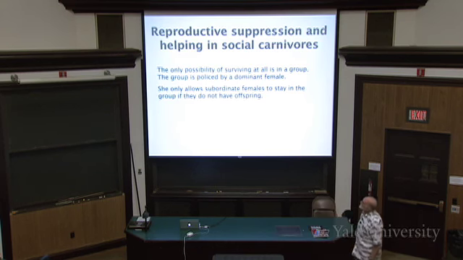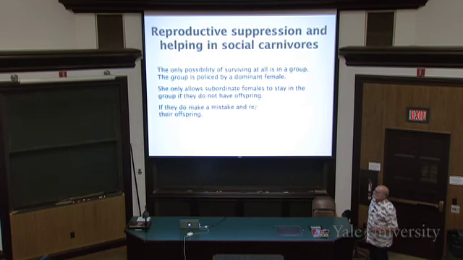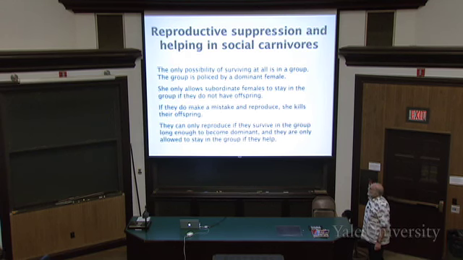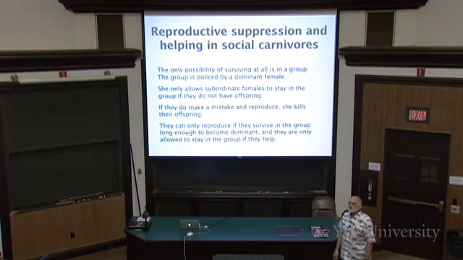but they're not going to make it for the months that they would need to reproduce. So being in a group is so important that even if the group is being policed by a big bully, it pays to stay in it. And if they do make a mistake and they get pregnant and they have offspring, she'll kill them. And they're only allowed to stay in the group if they help. So what's running this system basically is a combination of ecological constraint and punishment, not kin selection.